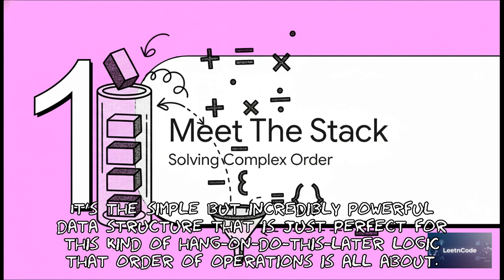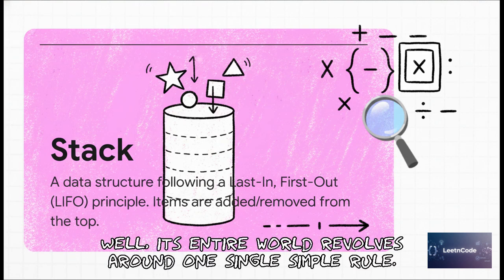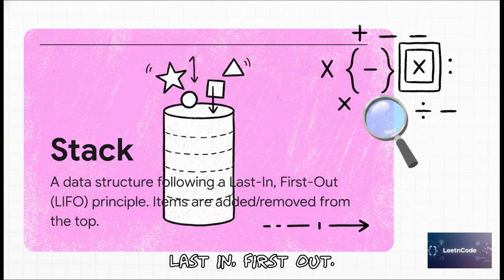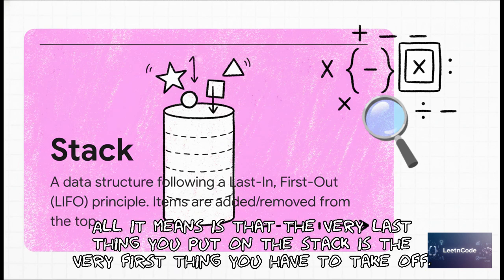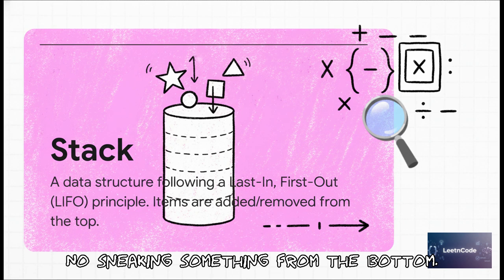It's this simple but incredibly powerful data structure that is just perfect for this kind of "hang on, do this later" logic that order of operations is all about. So what is a stack? Well, its entire world revolves around one single simple rule: last in, first out. You might see it called LIFO. All it means is that the very last thing you put on the stack is the very first thing you have to take off.